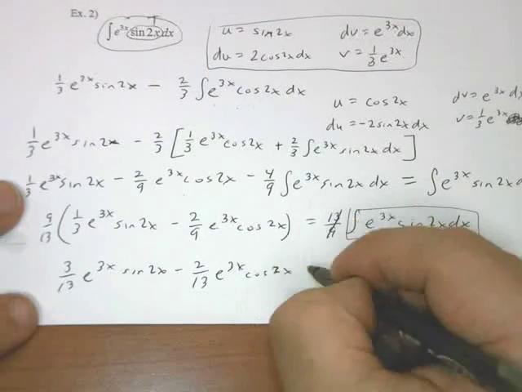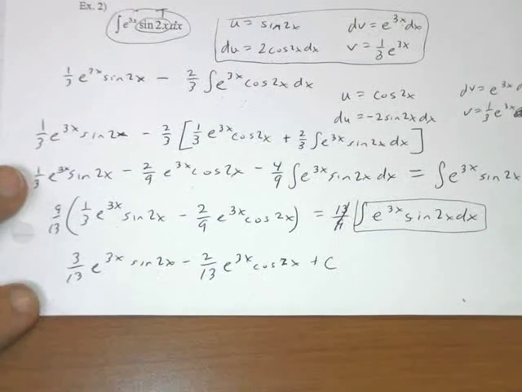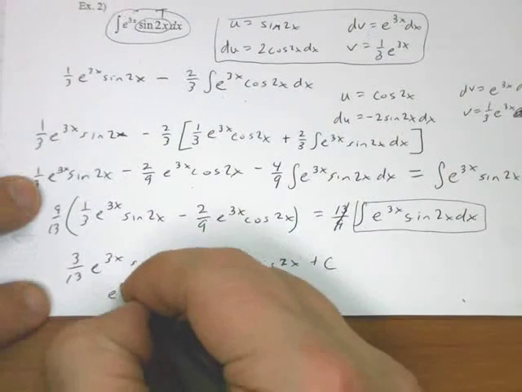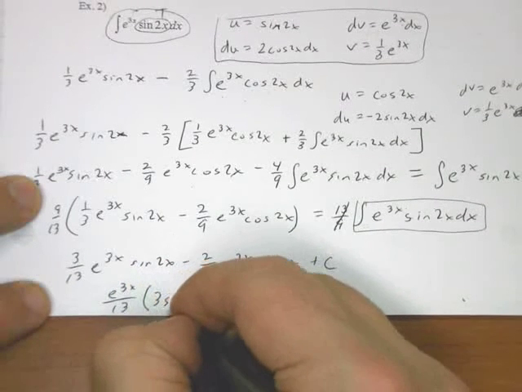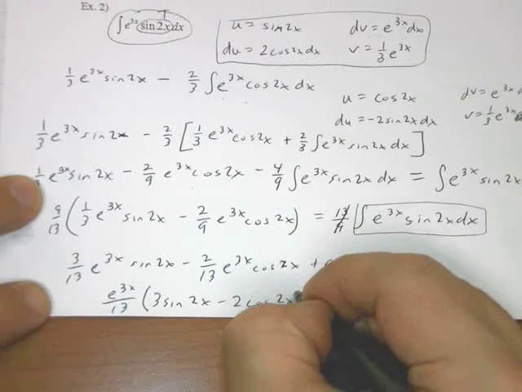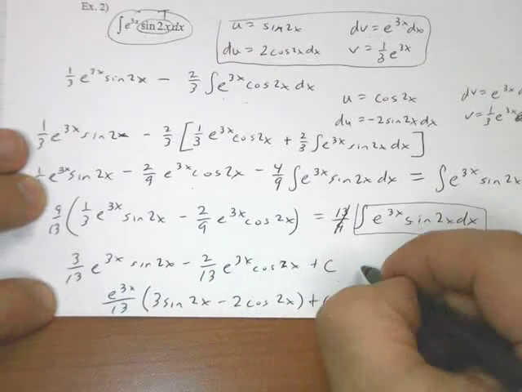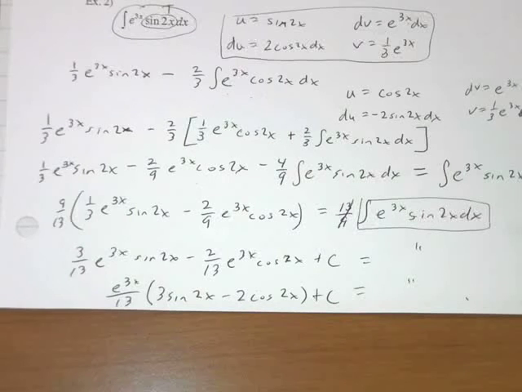At this point, we should add a c, so plus c. And then the last thing I might do is factor out an e to the 3x/13. And so I then have 3 sine 2x minus 2 cosine 2x plus c is equal to our integral that we were trying to solve for. Okay?